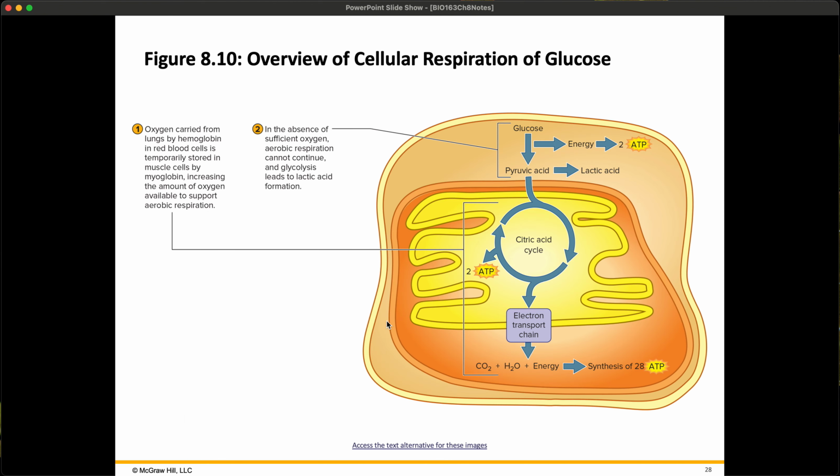This is just an overview of cellular respiration, so if you need to review that, you can. But again, just remember the product in is your glucose. Your ultimate products out are carbon dioxide, which is what we exhale, water, and ATP.